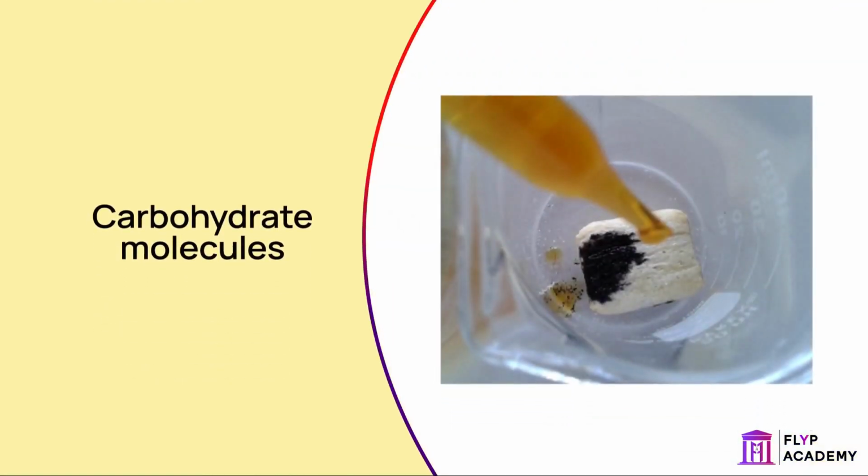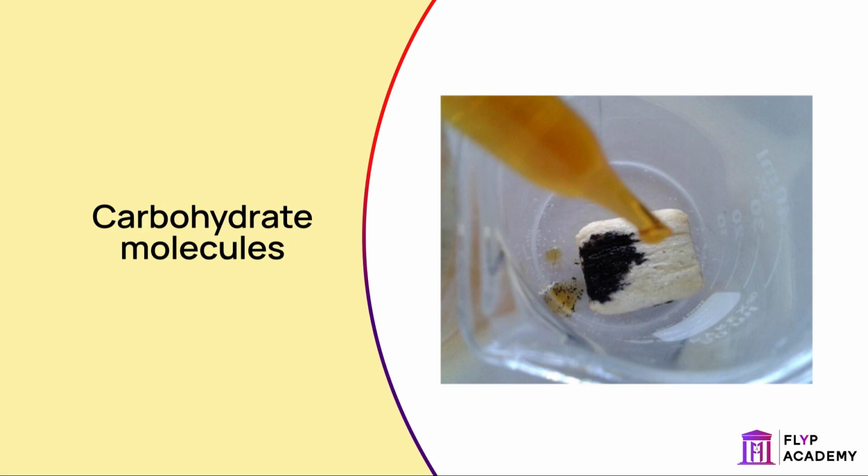The first tests we will explore are the tests for carbohydrate molecules. Starch is a complex carbohydrate made up of many glucose molecules joined together. Glucose is a simple carbohydrate made of single molecules. Both of these are carbohydrates, but the tests are different.